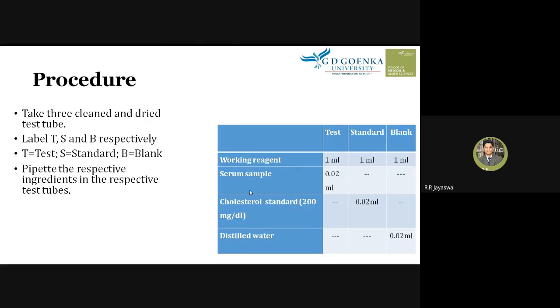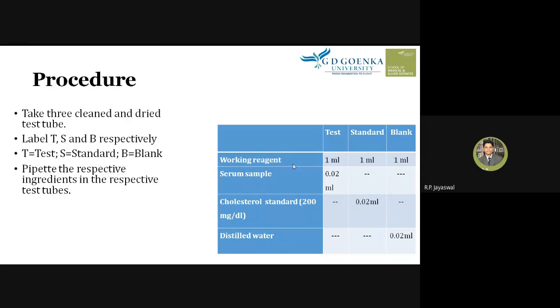These are the ingredients which we have to pipette into the respective test tubes. Working reagent, we need to add 1 ml in test, standard and blank. From the serum sample, we take 0.02 ml in the test. The cholesterol standard, which has a concentration of 200 mg per dl, we add to the standard tube, the same volume as the serum, 0.02 ml. And distilled water we add to the blank, 0.02 ml.